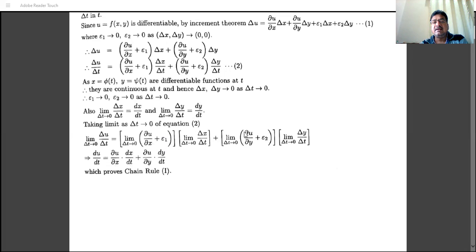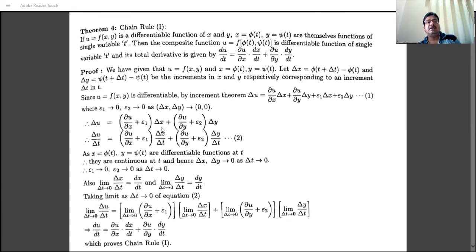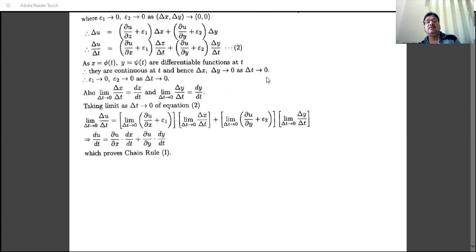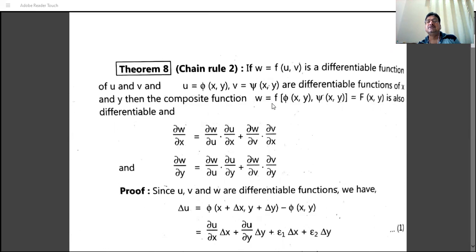Plus, similarly, delta u by delta y, its limit is itself, and the limit of epsilon 2 is 0. So the limit of this bracket is delta u by delta y into the limit as delta t tends to 0 of delta y by delta t, which is dy by dt, by using the definition of derivative. And this is the first chain rule, which proves chain rule number 1.